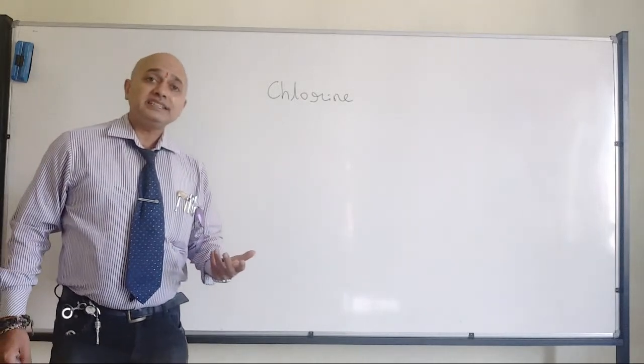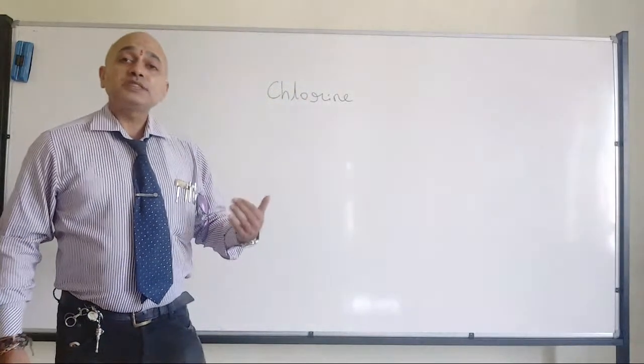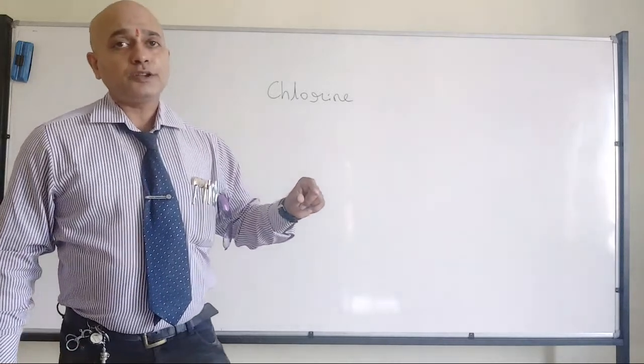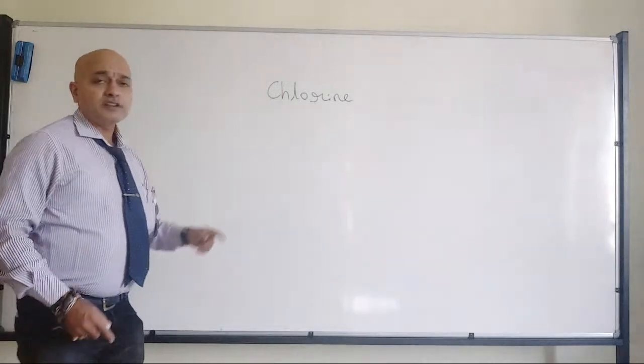Why is it a bleaching agent? Because it's going to produce hypochlorous acid, which can release nascent oxygen, which can react with the coloring molecule, which will become colorless. So that's the bleaching action of chlorine.